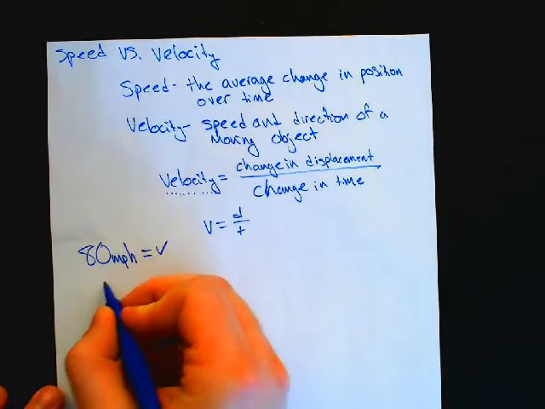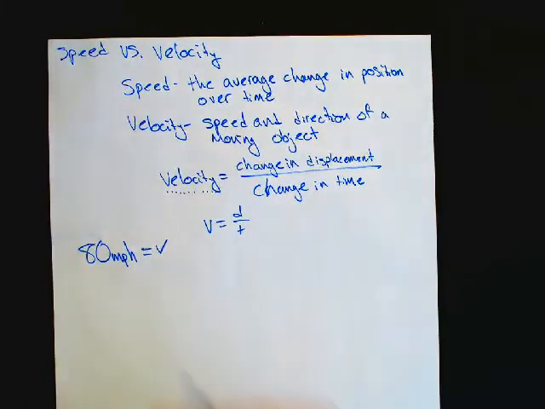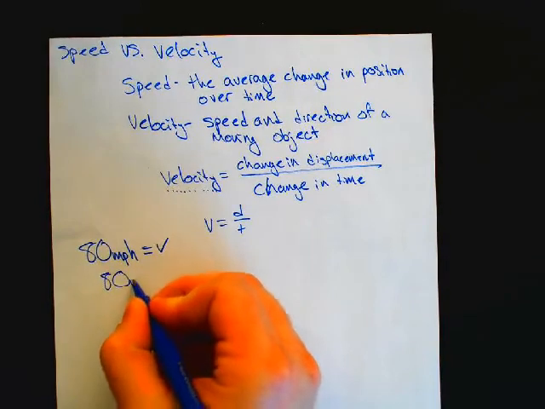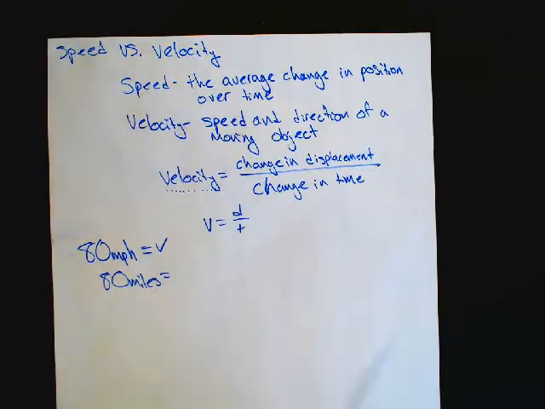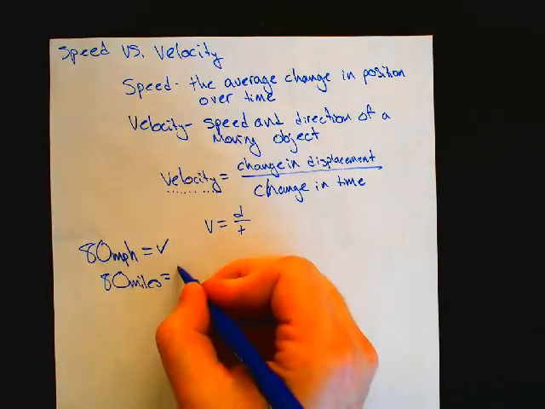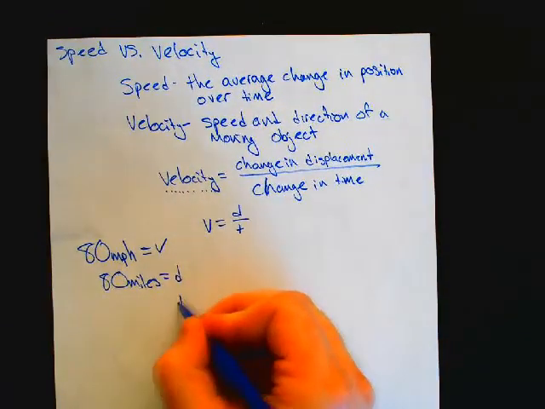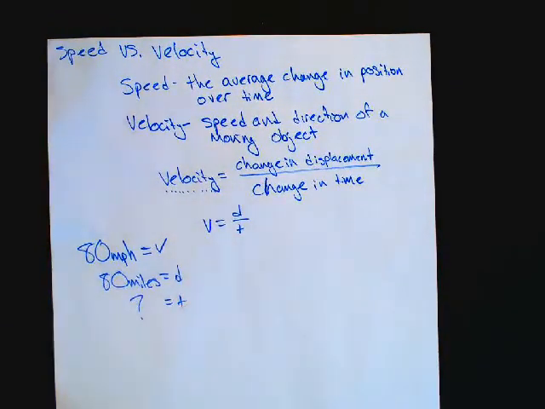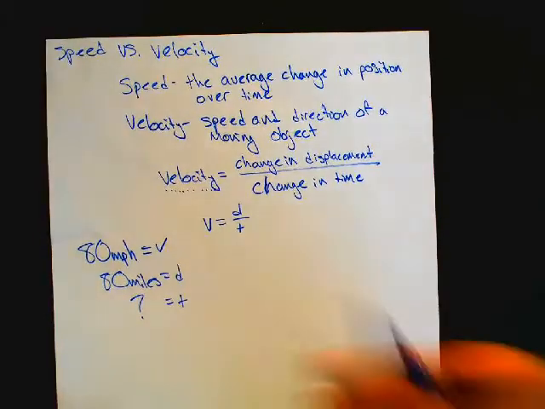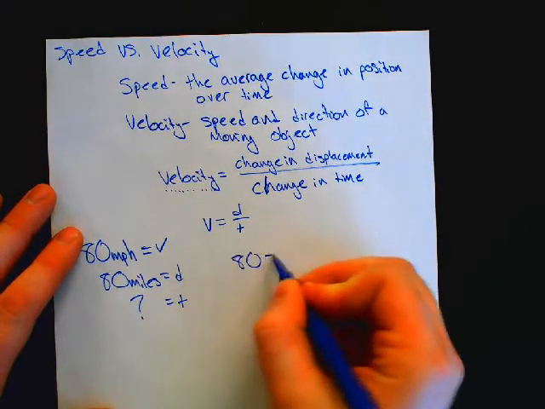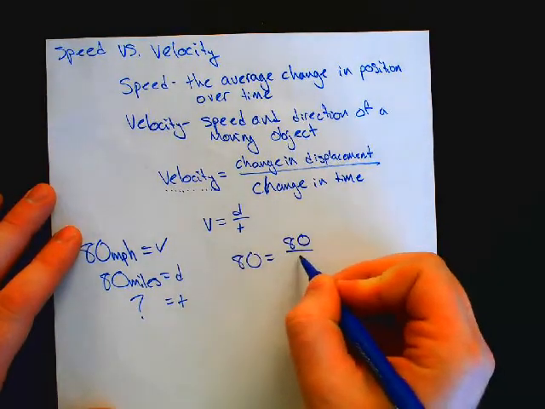Next one. And I travel 80 miles. What variable is that going to be? Distance or displacement. Meaning that I'm asking how long does it take, what's the time? So plugging in these values, 80 equals 80 over t.